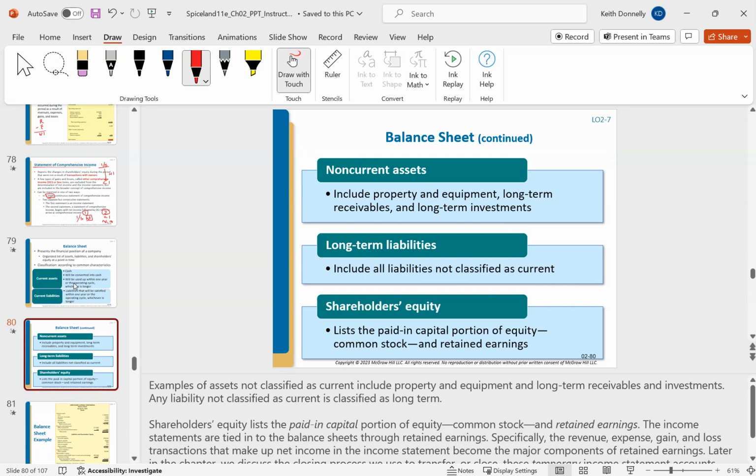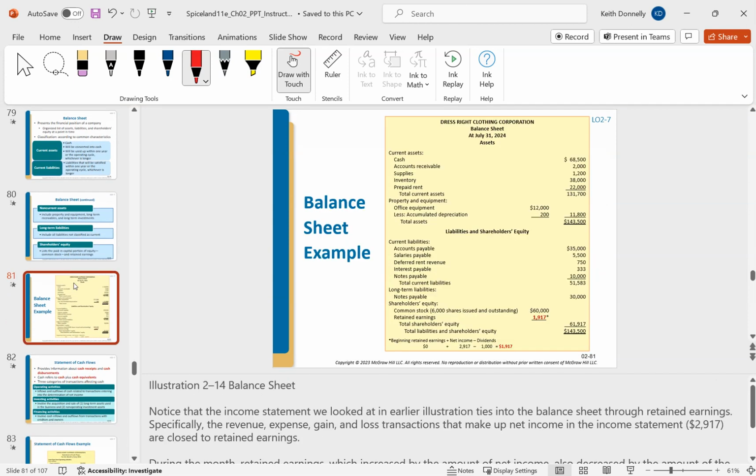So something like PP&E, right? That would be a non-current asset. Long-term liabilities, so on and so forth. So this is just showing you that, right?